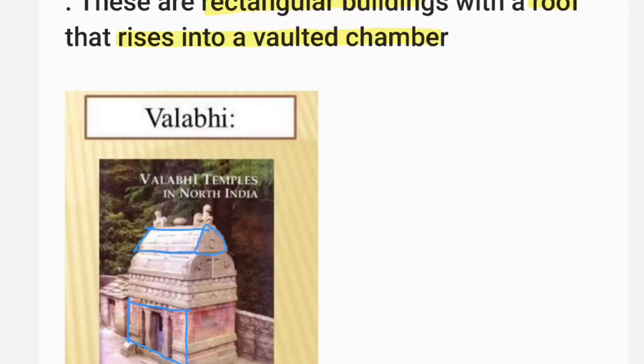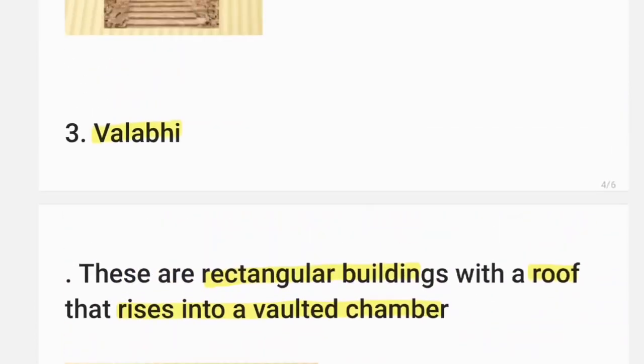So these are the three types of the Nagar style, and that's all for this video.